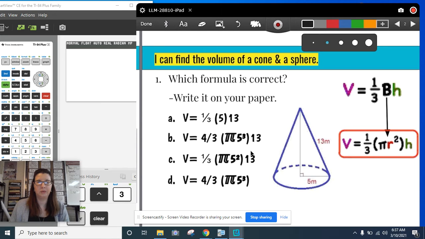So I know it's going to be one of these. And I also know that it's got to be 1/3, so I can automatically toss out this. And I'm looking at this, and I'm looking at this. I have to have pi r squared. Our r is our radius, which is 5, so our correct formula is this C.